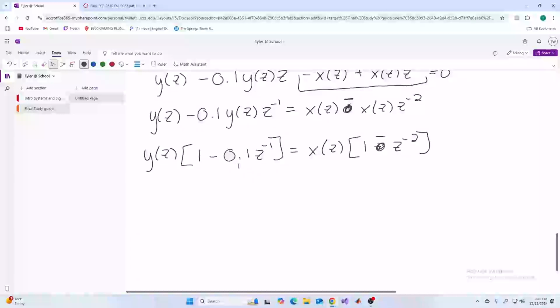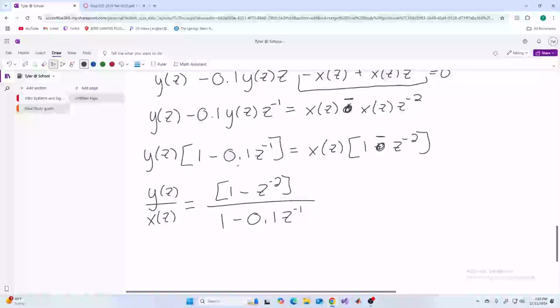Okay, so the next thing I need to do is isolate. I need to get Y(z) over X(z). To do that, I'm going to divide both sides by X(z). Then I have 1 minus z to the negative 2 all over 1 minus 0.1 z to the negative 1. Now these top values are your zeros, and your bottom values are your poles.